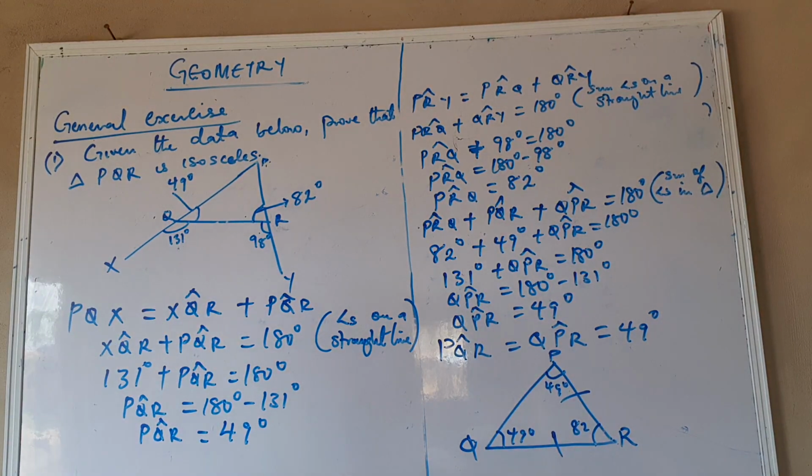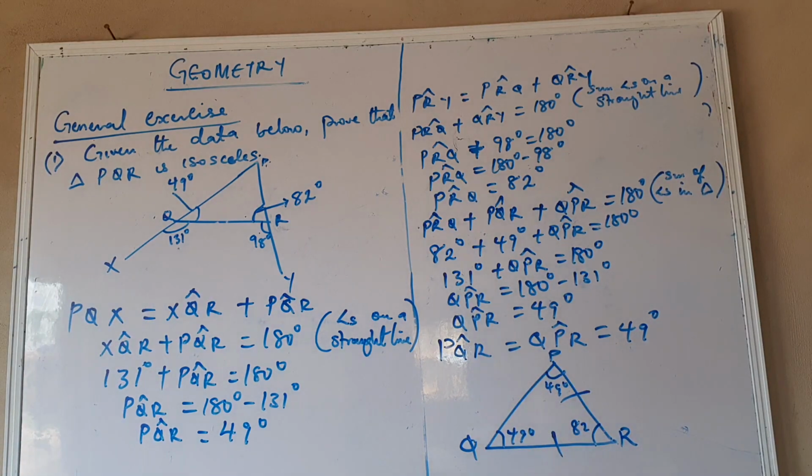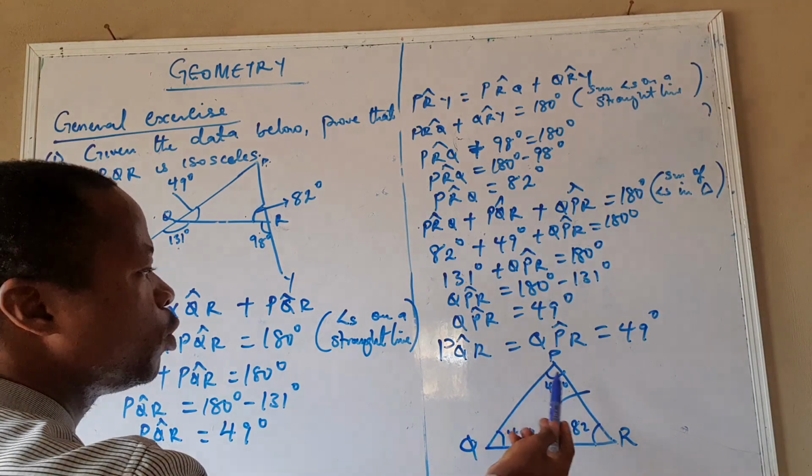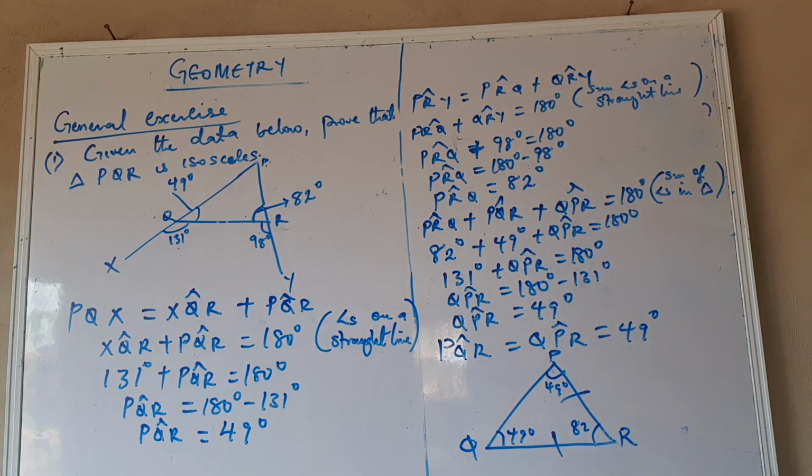Once two of the three angles are equal, it means it is an isosceles triangle. So it has been proved, okay, because we have been able to show that these two out of the three base angles are actually equal, which is equal to 49.